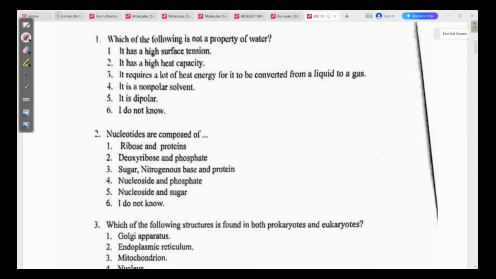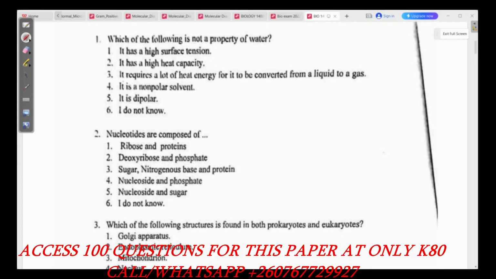2. It has a high heat capacity. So this is true. It takes a lot of energy for you to change the temperature of water. 3. It requires a lot of heat energy for it to be converted from liquid to gas. So we know that the boiling point of water is 100 degrees Celsius. So you can imagine the energy that you need for you to reach 100 degrees Celsius. So it's true that it requires a lot of heat energy for you to change the temperature.